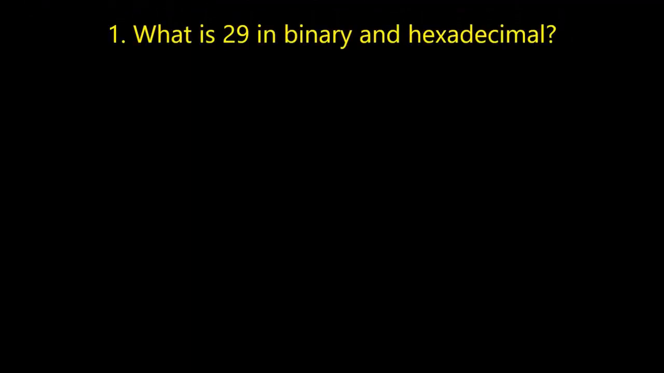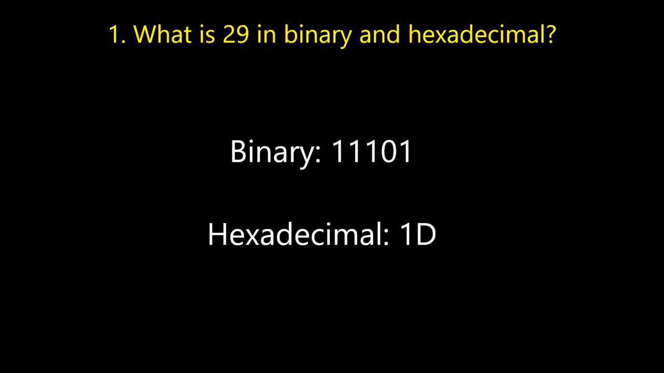Question number 1. What is 29 in binary and hexadecimal? In binary, it's 11101. In hexadecimal, it's 1D.